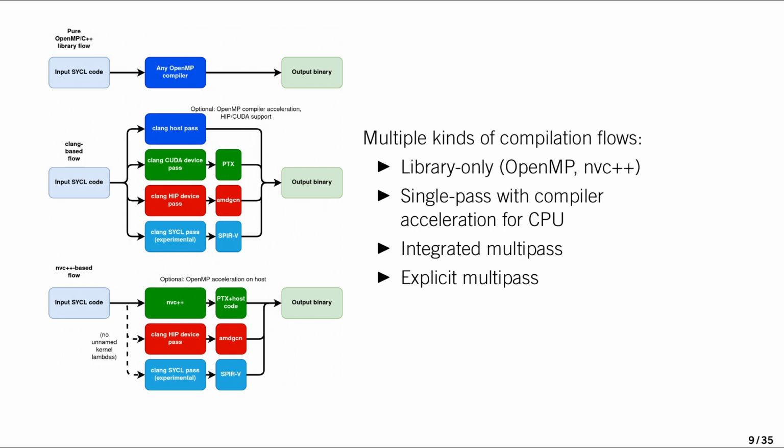We distinguish integrated multipass and explicit multipass. In integrated multipass, the underlying compiler manages multipass compilation for host and device. For example, we just tell Clang compile this for CUDA, and then Clang would do a host compilation pass and a device compilation pass for CUDA, and then give us some host binary. Whereas in explicit multipass, hipSYCL manages multipass compilation by itself and also takes care of embedding the resulting device binaries into the host binary.